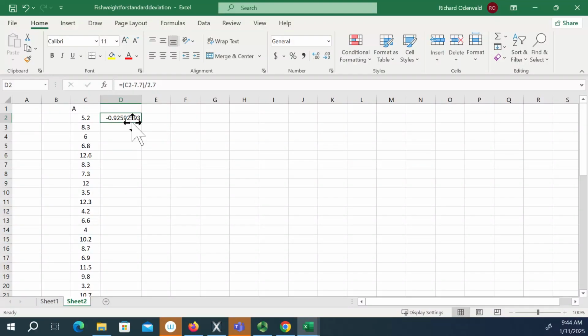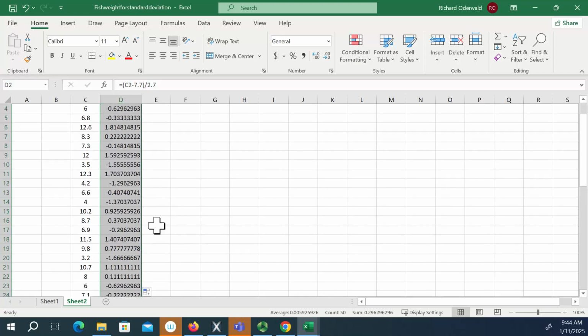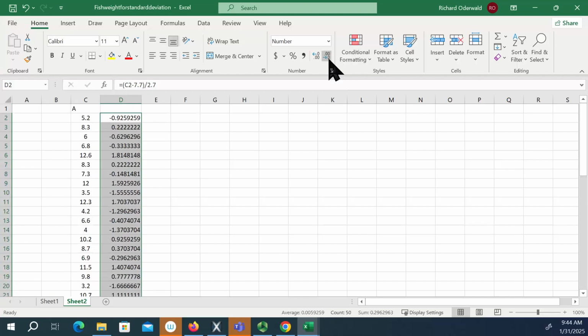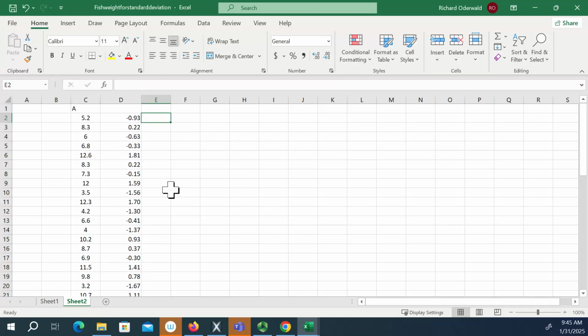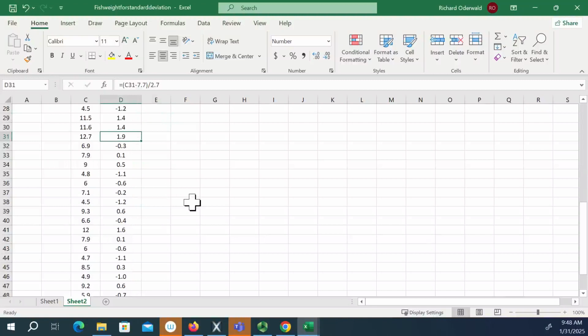I'm going to copy that down for the rest of them. And then remove some decimals. And here is how far each observation is from its own average in terms of its standard deviation. These are the z-scores. Distance in terms of standard deviation. So a positive z-value means it's above the average. A negative z-value means it's below the average.